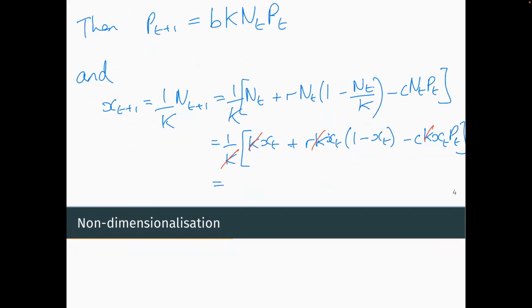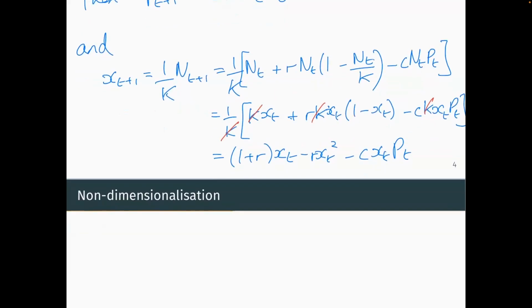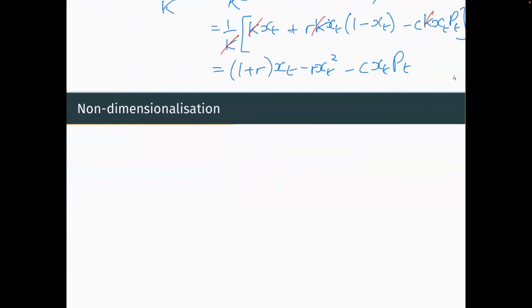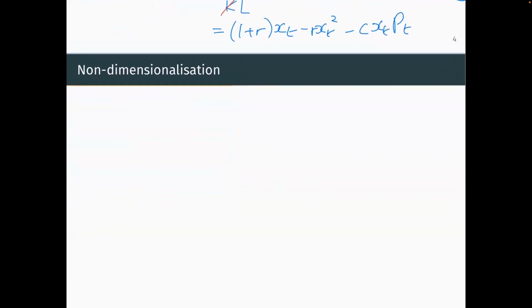No, I'm good. Right. So we're going to have 1 plus r times xt minus xt squared, and minus rxt squared even. And then we're just going to have the minus c xt pt. We could leave this pt as it is, but we could change things around a little bit, which will make the analysis slightly easier for that as well.